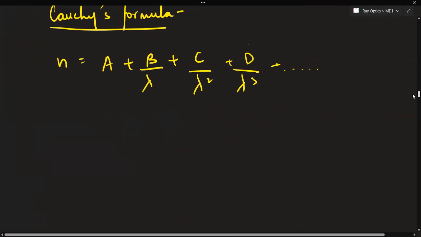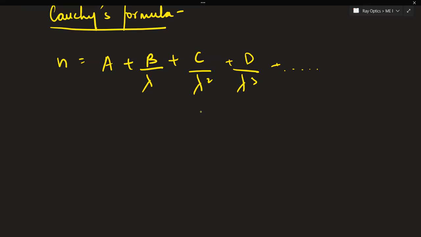So in this, this is refractive index. It shows that the refractive index is equal to A plus B by lambda plus C by lambda square plus D by lambda cube plus E by lambda to the power 4 plus F by lambda to the power 5 and so on. Now, what are these A, B, C, D? These are just constants, and the values of which depend on the nature of the material. But this formula is essential for your application part and your theoretical questions.